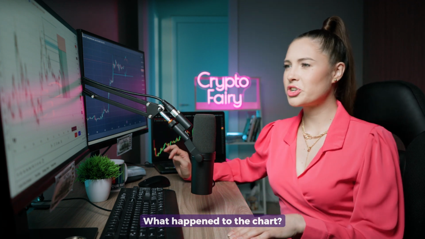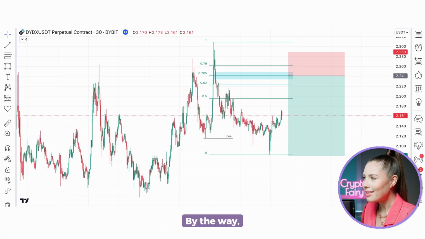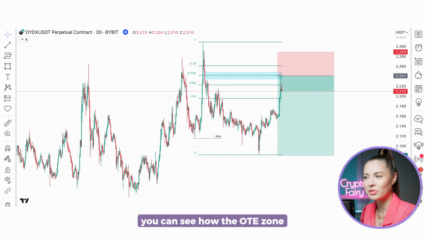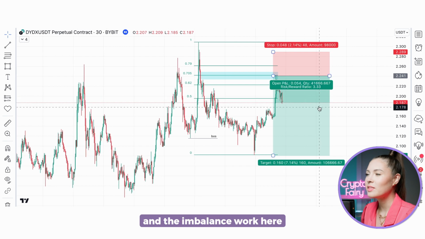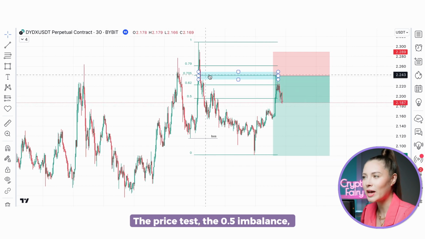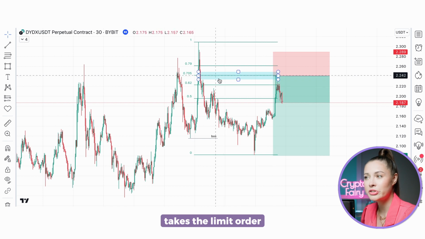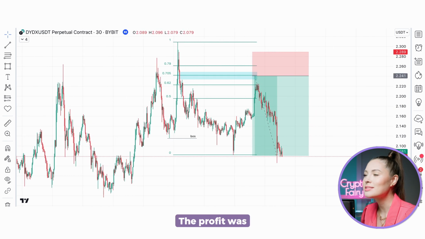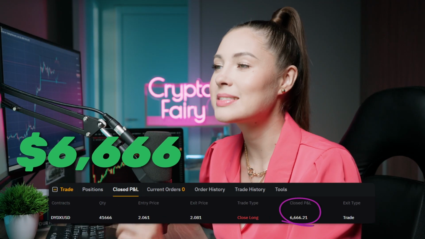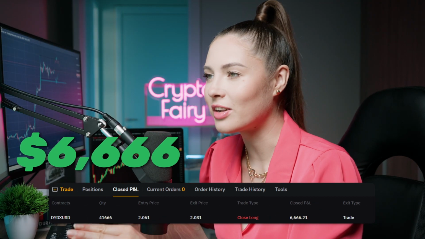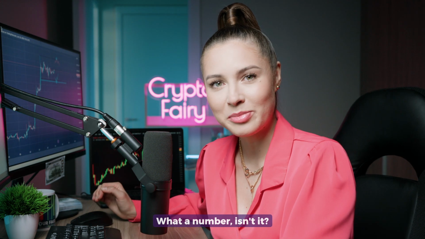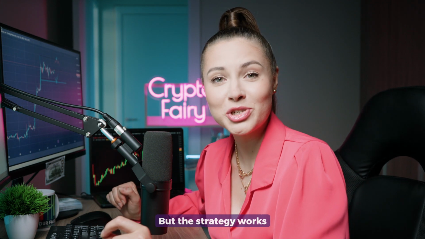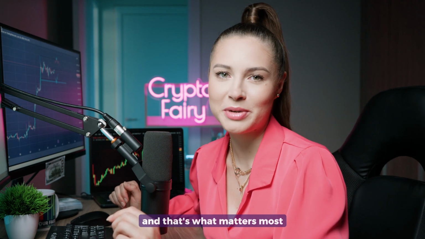What happened on the chart? By the way, you can see how the OTE zone and the imbalance work here. The price tests the 0.5 imbalance, takes the limit order, and then you can see what happens on the chart. The profit was $6,666. What a number, isn't it? But the strategy works, and that's what matters most.